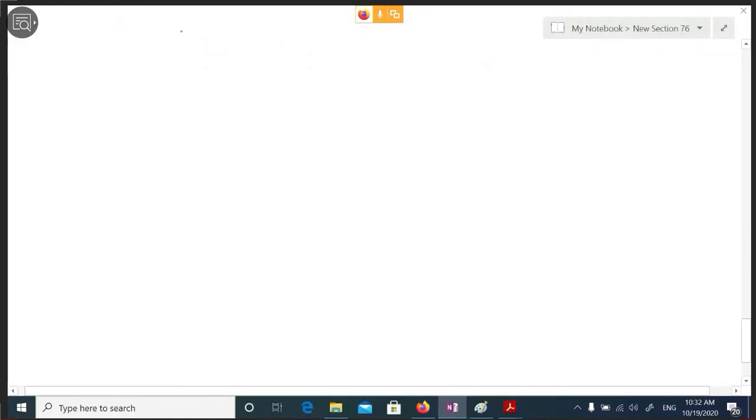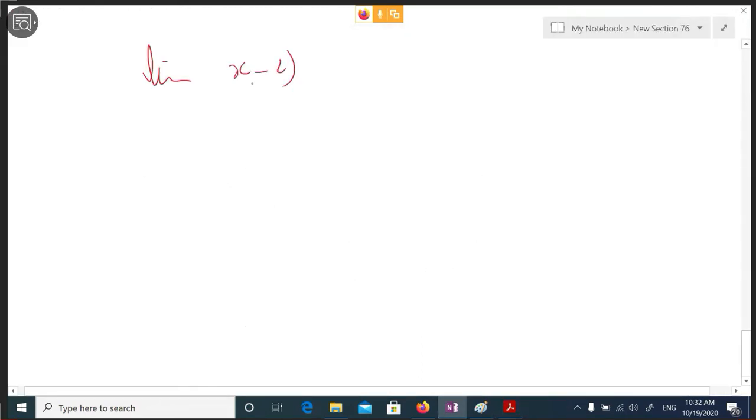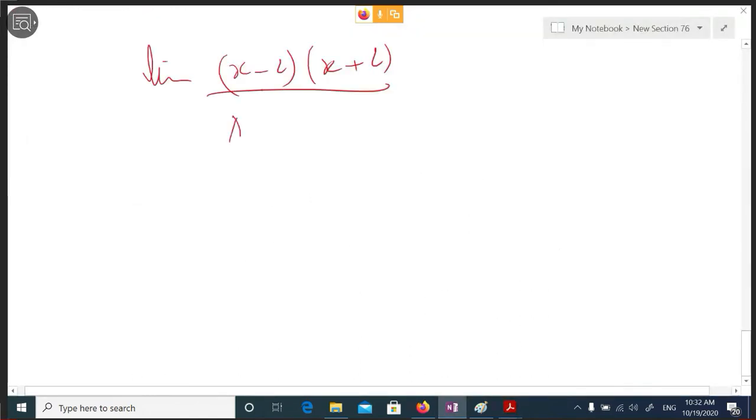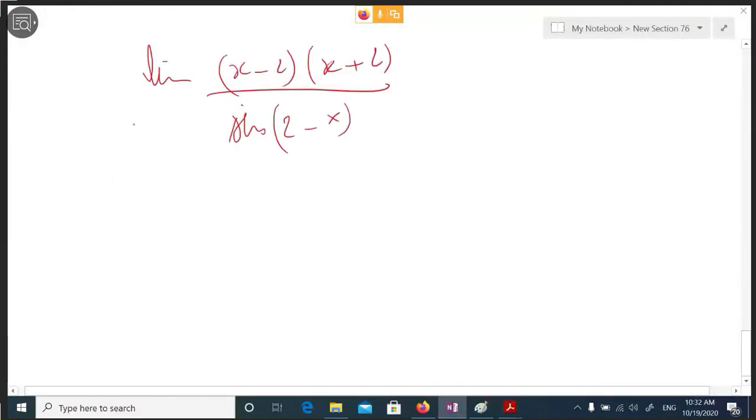Limits: (x minus 2)(x plus 2), difference of squares, over sine of (2 minus x), when x goes to 2. Okay, you can do it like this: limit of x plus 2 times the limit of (x minus 2) over sine of (2 minus x).